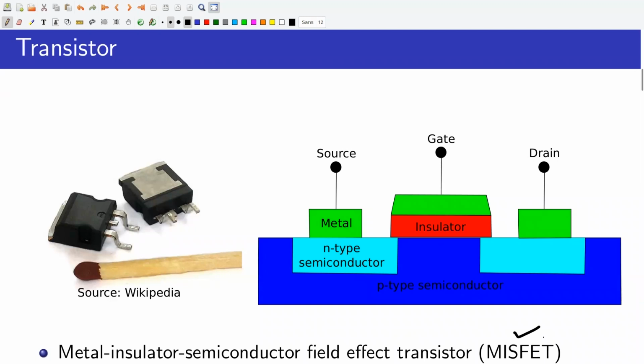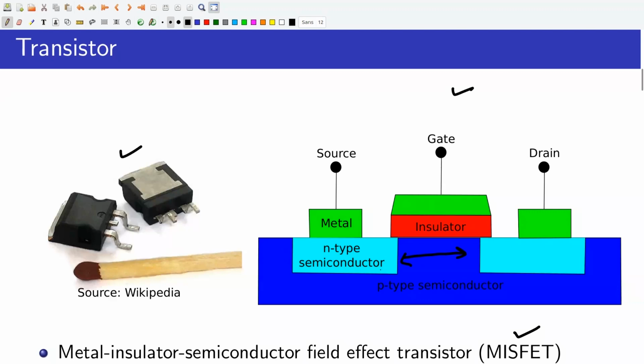In the left hand side, actual devices are shown. The matchstick is shown as a scale to give you some idea about the size of the actual devices. In the right hand side, main components of the device are shown schematically. Current flows from drain to source via a region known as the channel region. And the current can be controlled by applying a gate voltage.